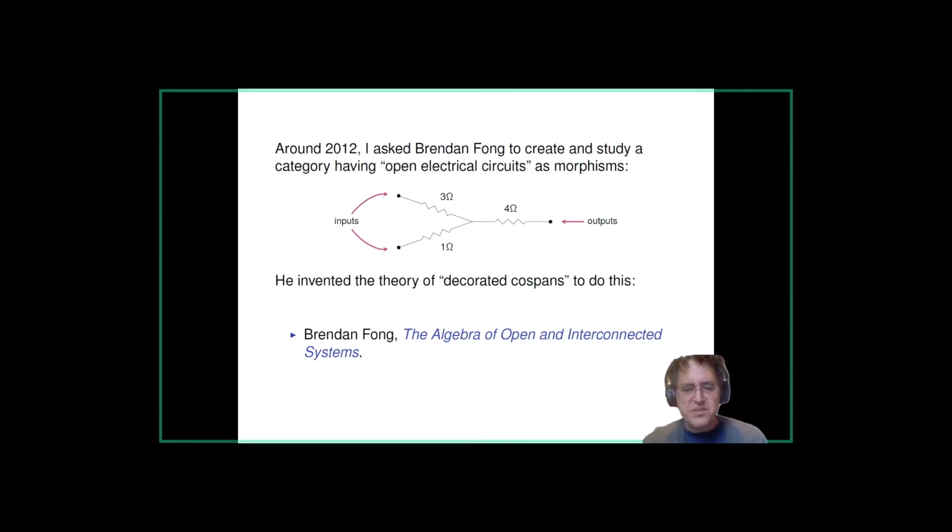And so he thought about this for a while, and then he wrote his thesis and invented a general theory, which is called the theory of decorated Cospans, to solve this problem, but also to solve lots of other problems, because electrical circuits are just an example of the different kind of diagrams that we use. I mean, electrical circuit diagrams are an example of the diagrams we use to describe the complicated apparatus of modern life. And his thesis is called The Algebra of Open and Interconnected Systems. And if you get the slides of the talk, you can click on that blue stuff and see the thesis.